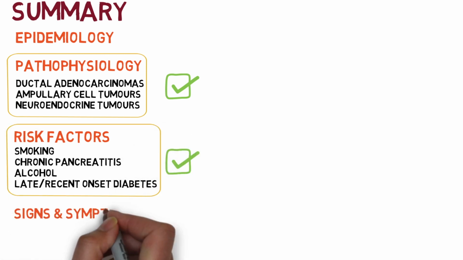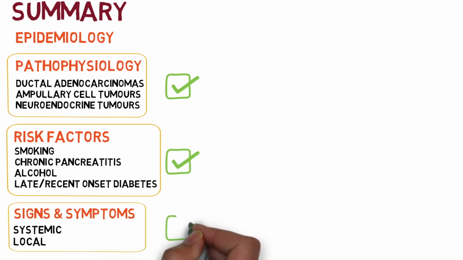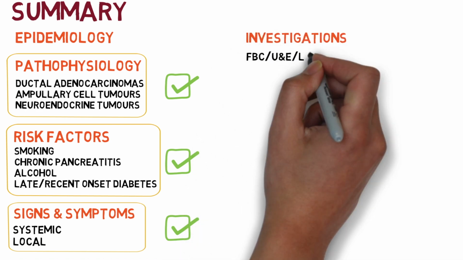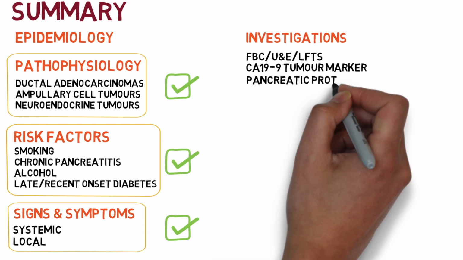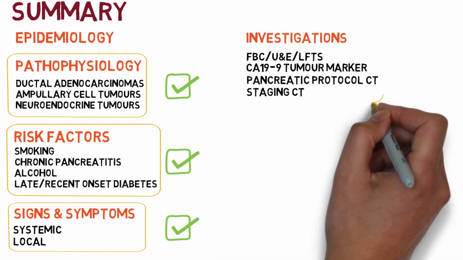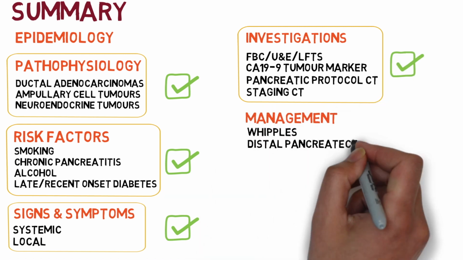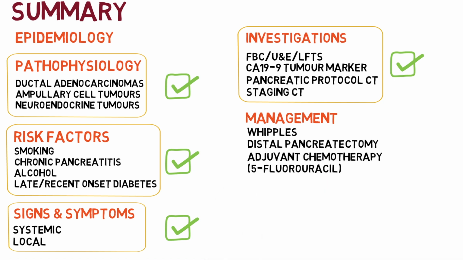Signs and symptoms associated with pancreatic cancer at both a systemic and local level. Investigations, including routine bloods, the CA19-9 tumour marker, pancreatic protocol CT, and a standard staging CT. And overall management, such as a Whipple's procedure, a distal pancreatectomy, adjuvant chemotherapy, combination chemotherapy regimes, and palliative care.